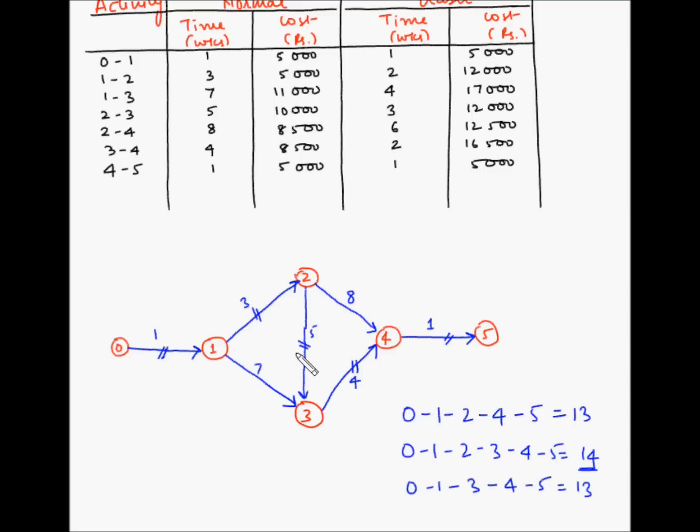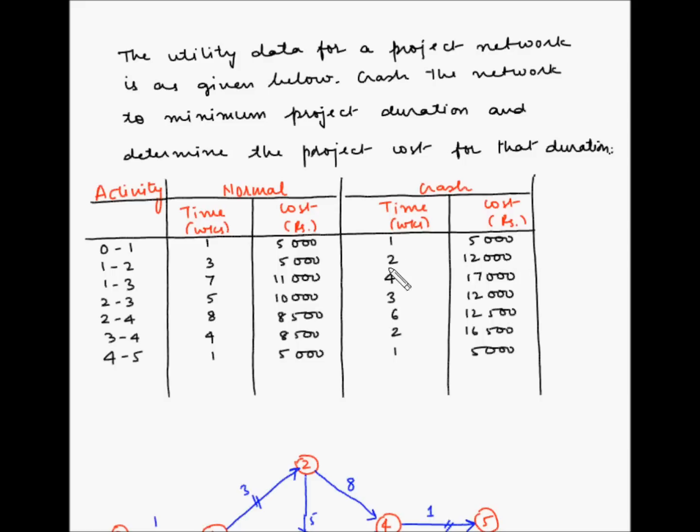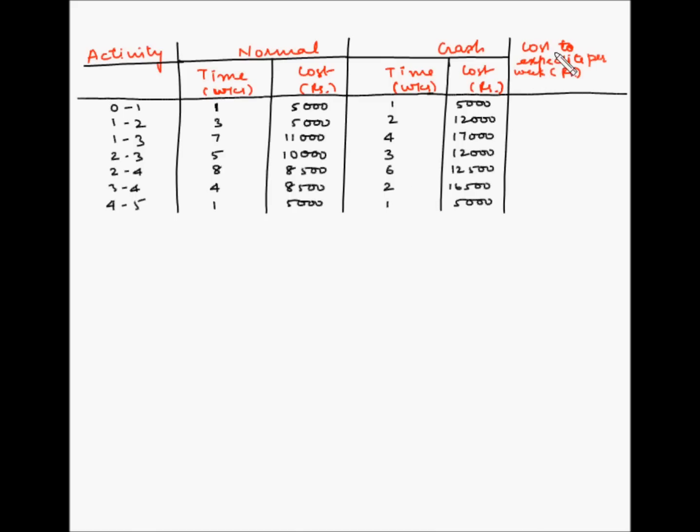So now the next step will be to identify the cost of crashing these activities per week, and then out of the critical activities we'll identify the activity which has the lowest cost of crashing, and then we'll start crashing that activity. So let's first identify the cost of crashing these activities per week. So here we have to find out the cost to expedite per week.